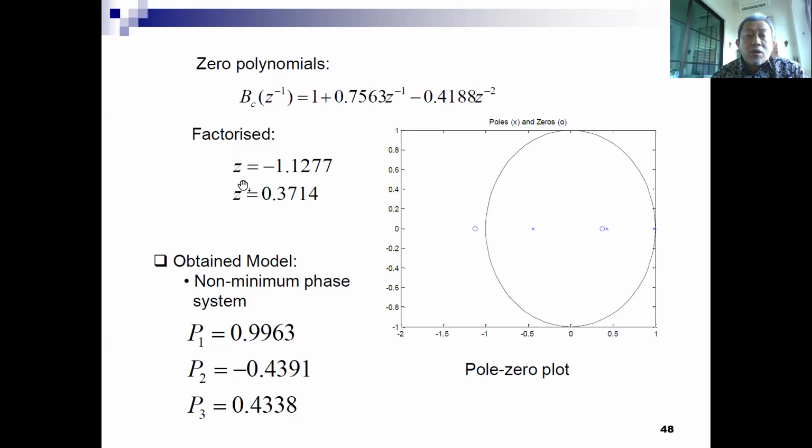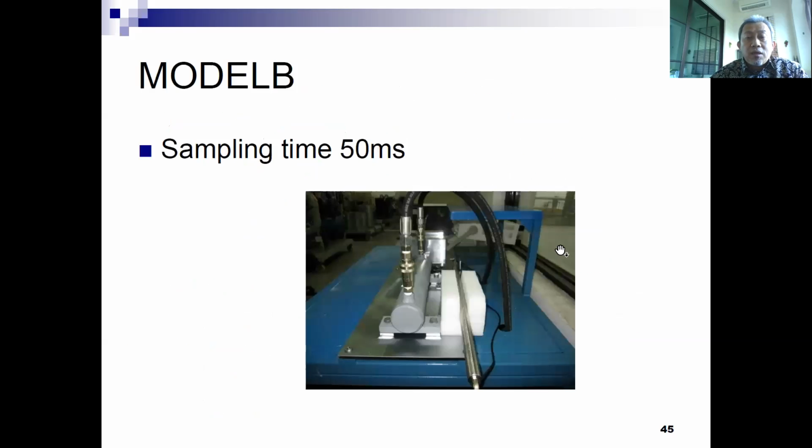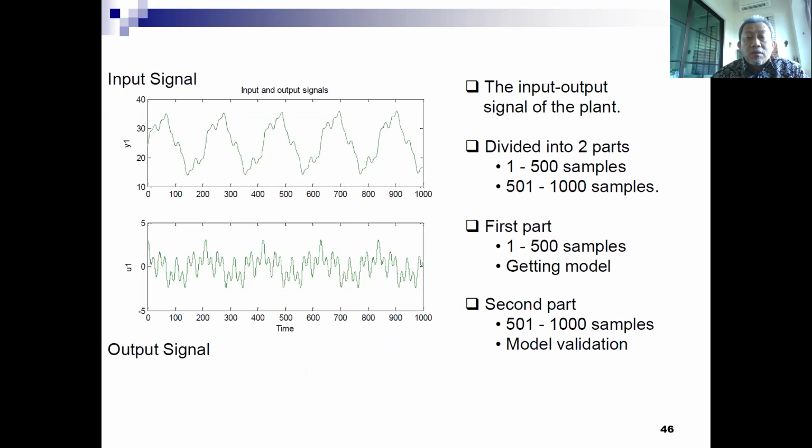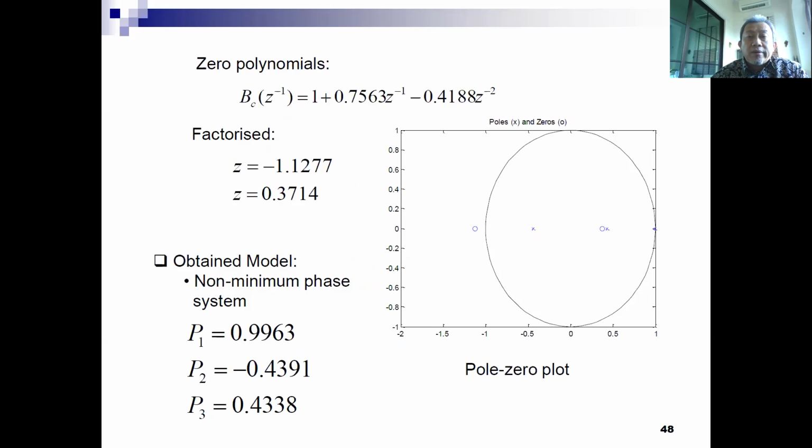You can see that we have 2 zeros, minus 1.1 outside the unit circle and positive 0.37 inside the unit circle. All poles P1, P2, and P3 are inside the unit circle. So the system is stable and non-minimum phase. You can see that the zero now is catching up to enter the unit circle. Tengok yang pertama tadi, kat sini kan jauh. Dan yang kedua, bila sampel tinggi sikit, dia dah dekat.